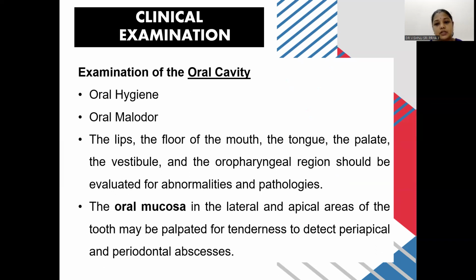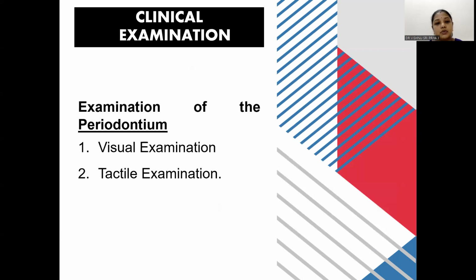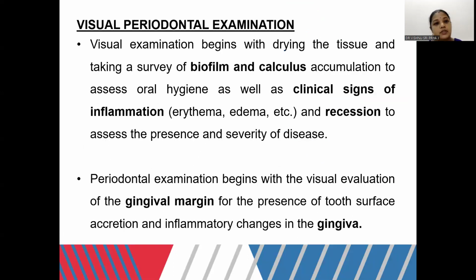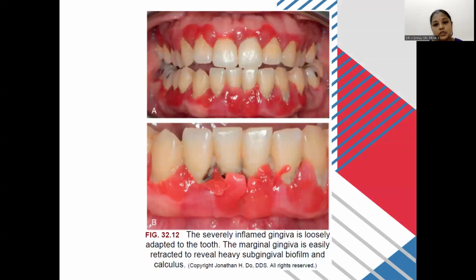The oral mucosa in the lateral and apical areas of the tooth may be palpated for tenderness to detect periapical and periodontal abscess. Once we finish with the oral cavity, we zoom in and go to examination of our periodontium. This includes visual as well as tactile examination. In case of visual periodontal examination, we check the biofilm, calculus, clinical signs of any inflammation, recession. Following that, we also see the gingival margin and the gingiva as such. So when we look at the patient visually, we can see these clinical presentations in case of an inflamed gingiva.